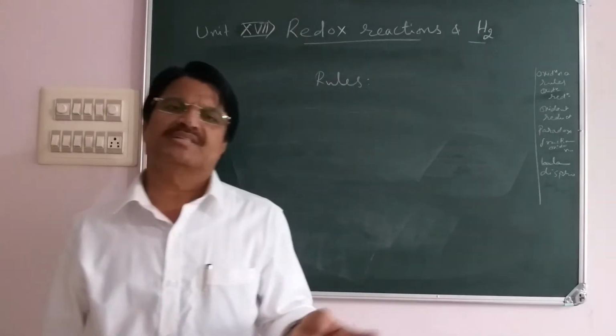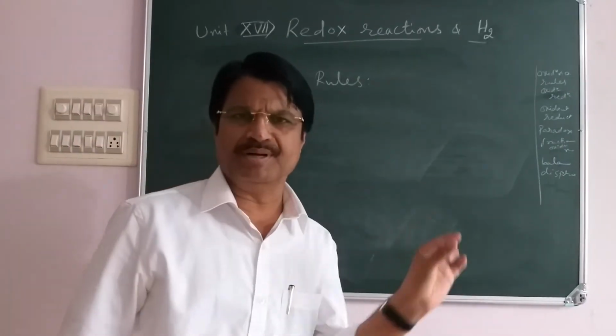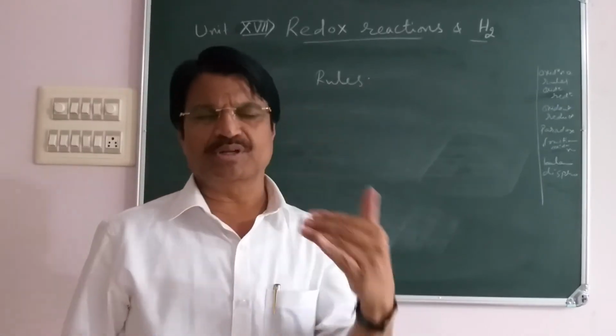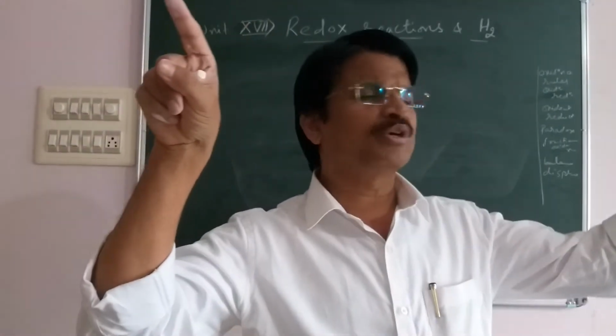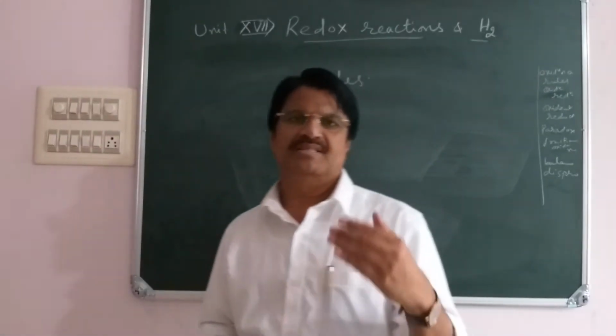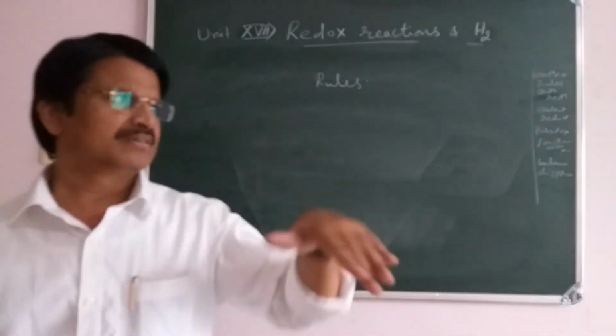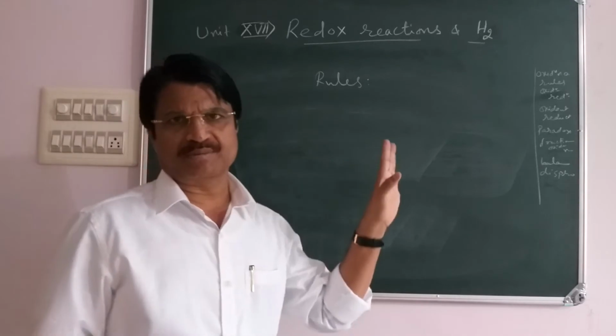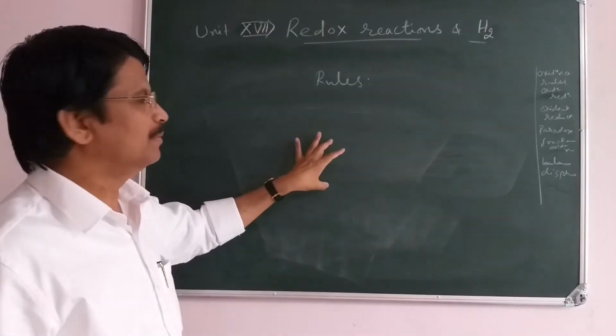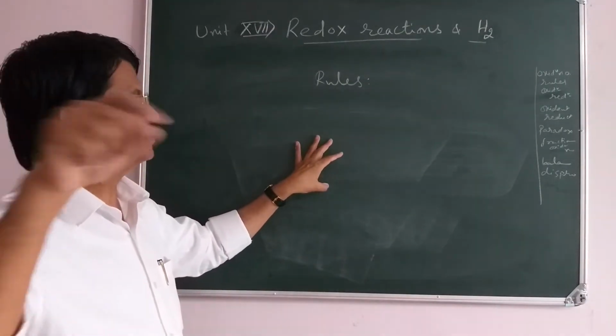Then the sum of the oxidation numbers of all the atoms of the different elements in a neutral molecule is equal to 0, or equal to the charge. If it is MnO4 -1, write equal to -1, and CrO4 2 minus, write equal to 2 minus. Like this, you can calculate the oxidation number of atoms of the different elements in a molecule.